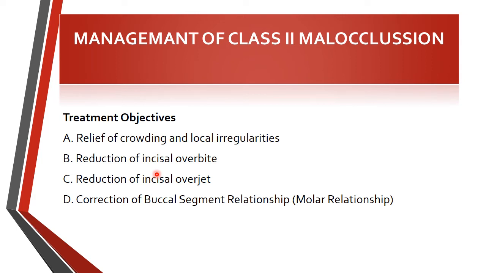So the reduction of the incisal overbite is a frequent part of Angle's Class II Division 1 malocclusion treatment, and usually it is carried out as one of the first stages. After correcting the overbite, we may reduce the incisal overjet by retroclining the upper anteriors or proclining the lower, depending on the case. And lastly, the correction of the buccal segment relationship by moving the upper molars distally and the lower molars mesially.